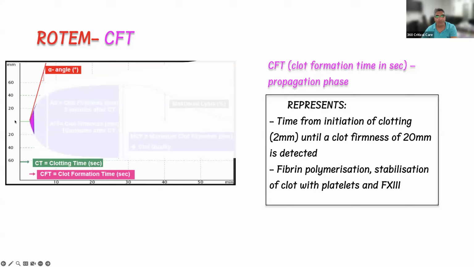This is the time from initiation of clotting, when the height is 2 millimeters, until the clot firmness goes to 20 millimeters. That duration is called the CFT, or clot formation time. Again, it represents fibrin polymerization and stabilization of the clot with platelets and factor 13. If there is a deficiency, the CFT will be prolonged. Usually it's not clinically important. We don't usually look at the CFT.